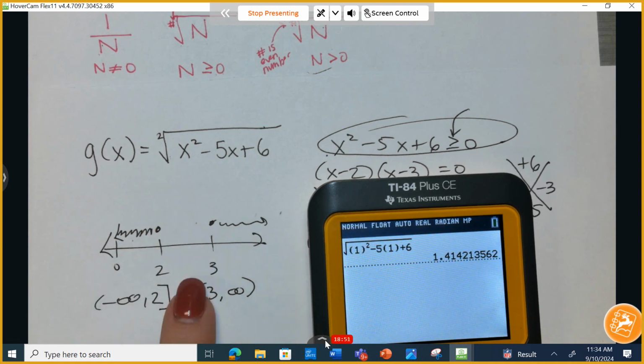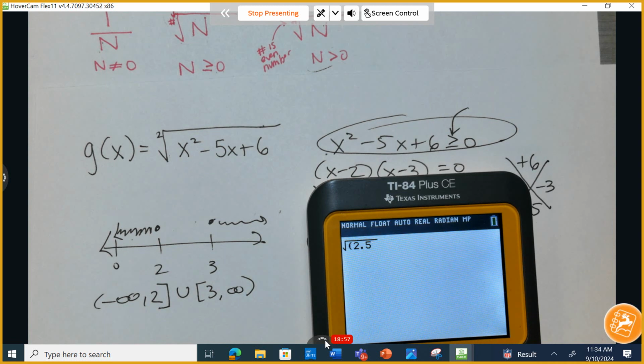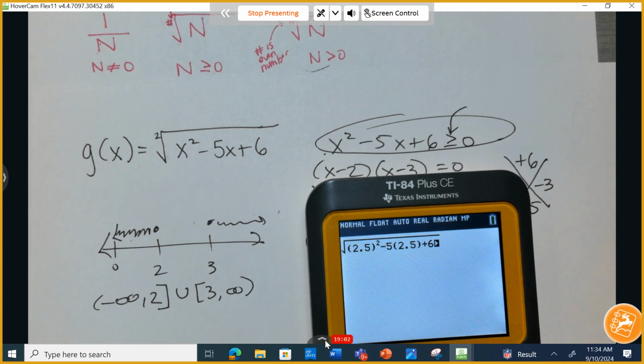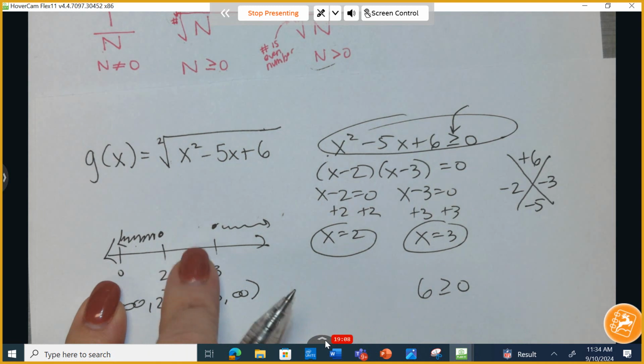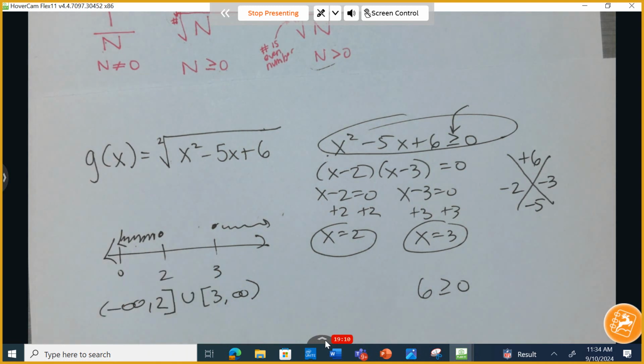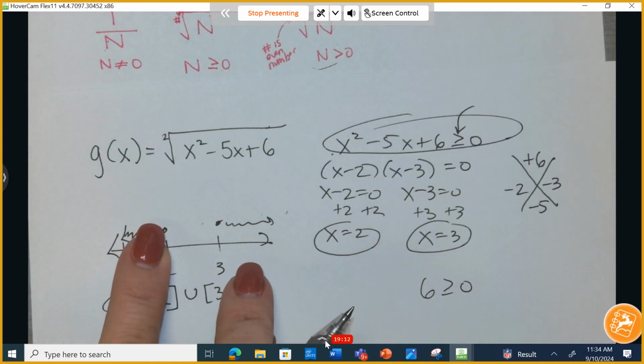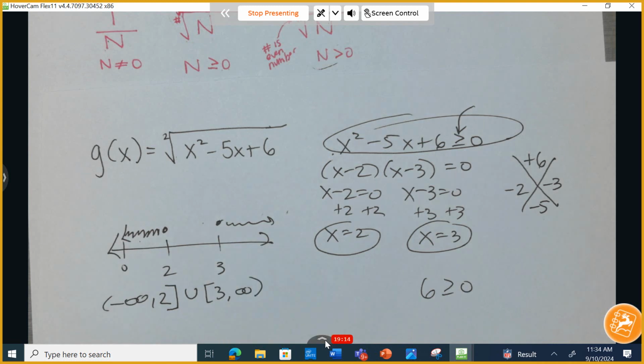If I chose any number in between, like 2.5, and I did the exact same thing, let's try 2.5. So 2.5 squared minus 5 times 2.5 plus 6, this should not produce an answer. And we can see that there is no real answer. So anything in between would have input values that don't align to an output value, but including 2 to the left and including 3 to the right would produce an output value. It is included in the domain.